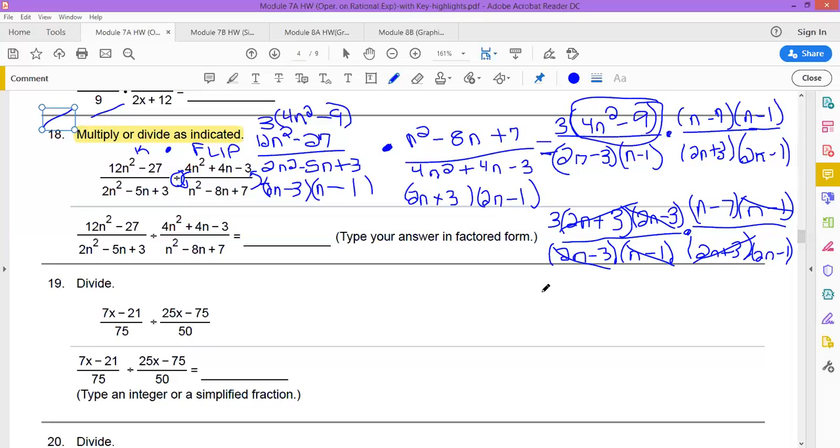We have 3 left in the fraction on the left side, and that's in the numerator. On the right side, we have n minus 7 in the numerator. In the denominator, we're left with 2n minus 1 from the fraction on the right side. And this will be our solution. Keep these factors together.